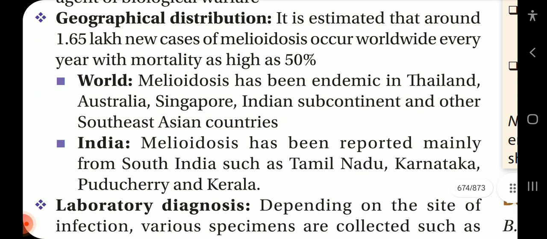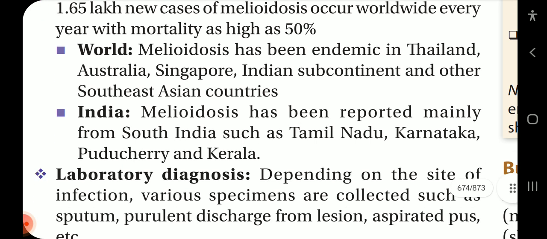Geographical distribution: it is estimated that around 1.65 lakh new cases of melioidosis occur worldwide every year with mortality as high as 50%. World: melioidosis has been endemic in Thailand, Australia, Singapore, India, Indian subcontinent, and other Southeast Asian countries. India: melioidosis has been reported mainly from South India such as Tamil Nadu, Karnataka, Puducherry, and Kerala.